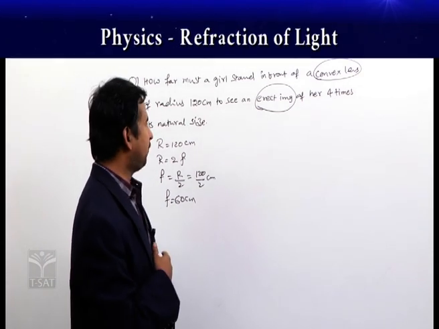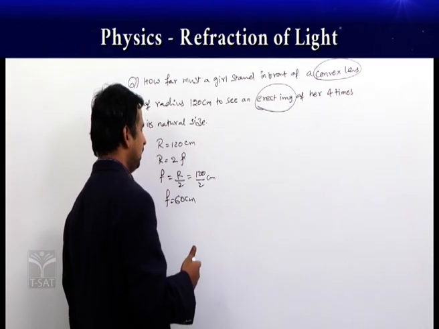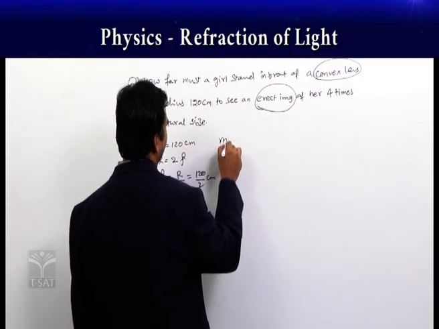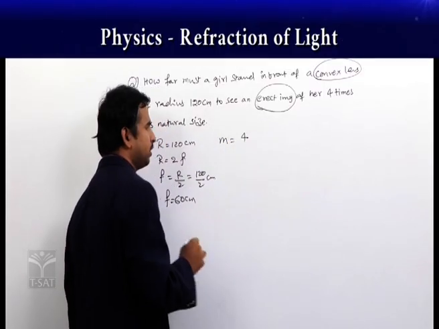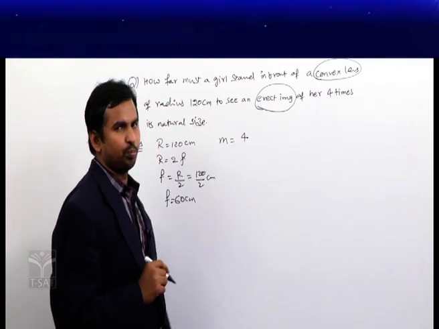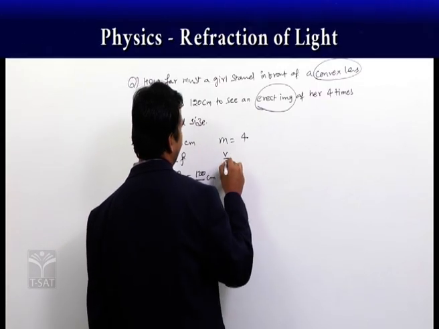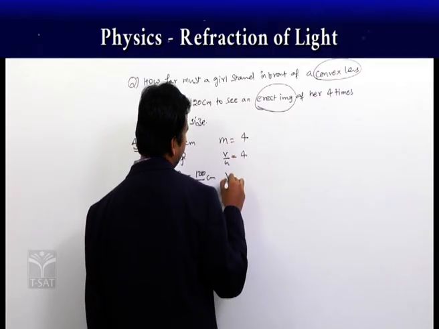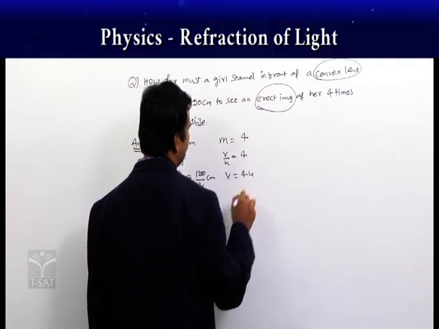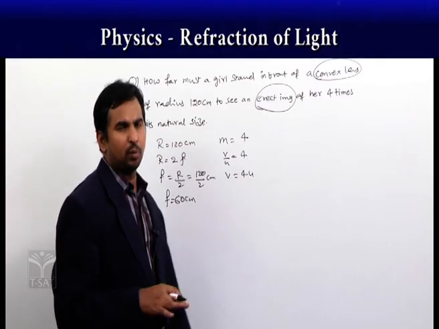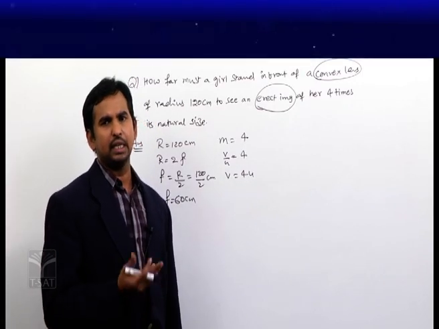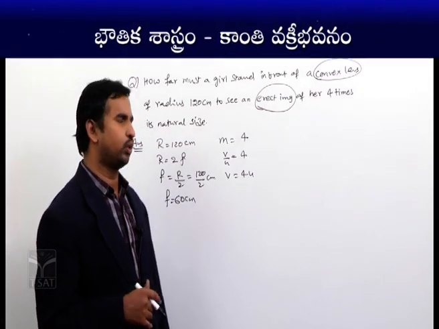But here the magnification is given as 4, so we take the m value as 4, and since it is an erect image, it becomes plus 4. Then m is equal to v by u is equal to 4, so v is equal to 4 times u. So if the object distance is u, then the image distance is going to be 4u.